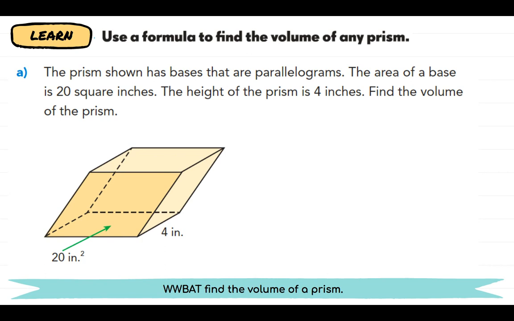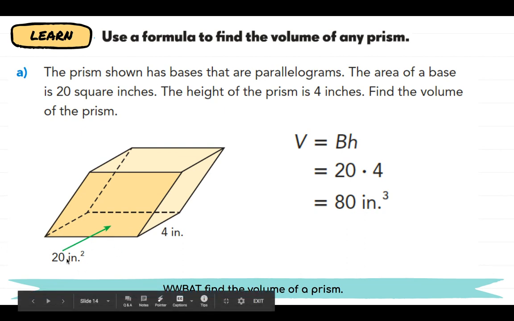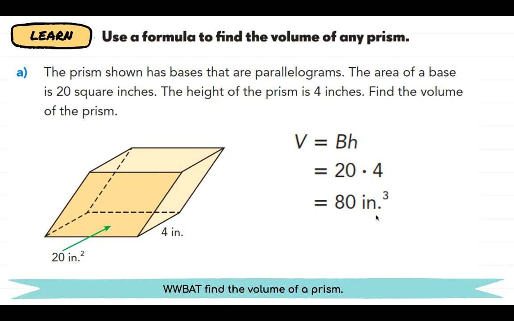Now this question already gave us the area of the base, so we can just plug in or substitute the letter with a number. Volume equals the area of the base times height. So in this case, the area of the base is 20 square inches times 4 inches. So in total, the volume of this prism is 80 cubic inches. Notice that the unit for the area is square inches, and the unit of the prism is cubic inches.